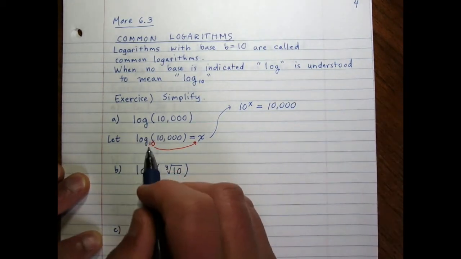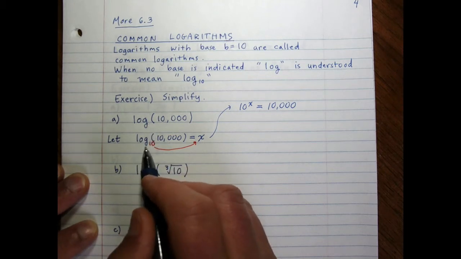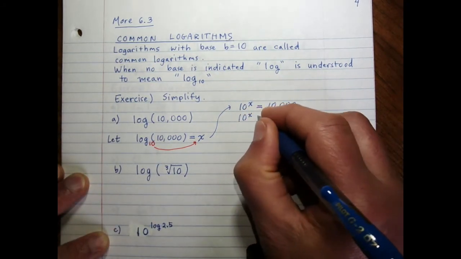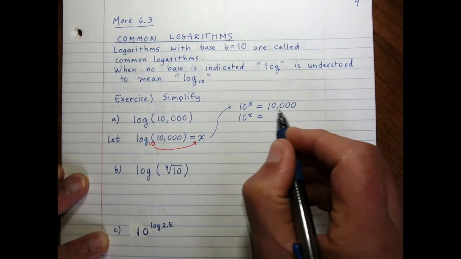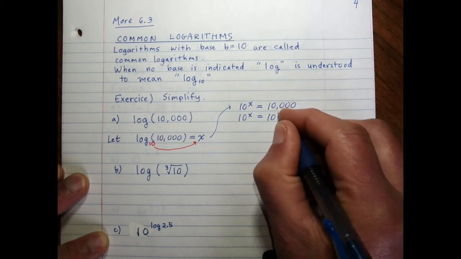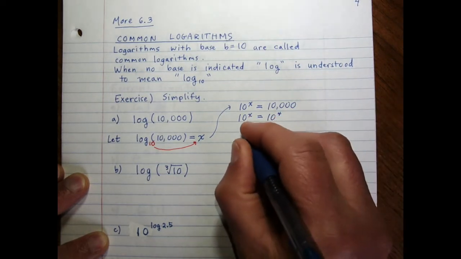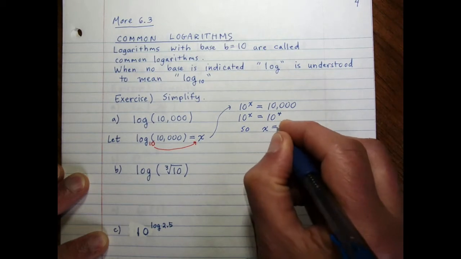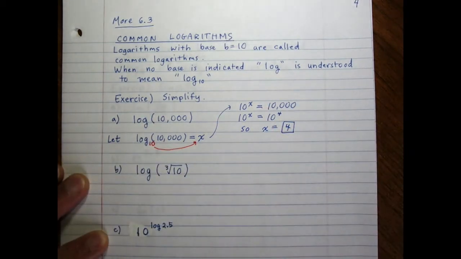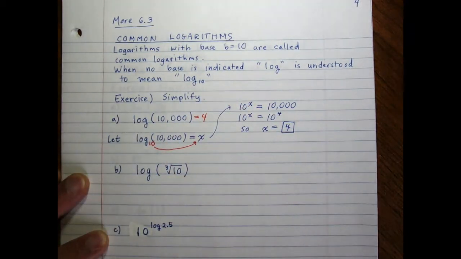So we just need to know when no base is indicated, with log, it's understood to be base 10. 10 to the x equals 10,000. I can rewrite as 10 to the fourth power. Bases are the same, so x has to equal 4. And that's what log of 10,000 is equal to. Log of 10,000 is equal to 4.